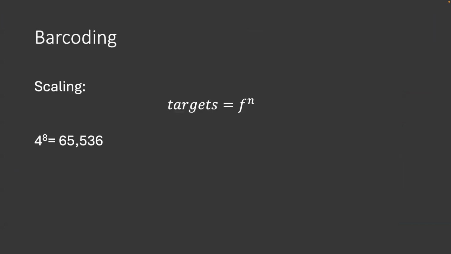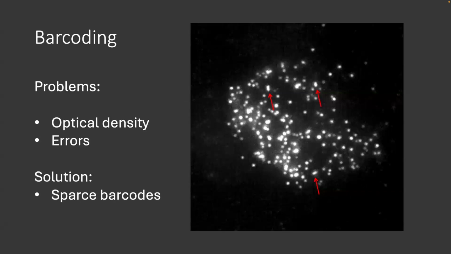When this was first published, we thought it would scale really well because the formula goes like this. The number of targets is equal to the number of fluorophores you have to the power of the number of rounds, which would mean that with 4 fluorophores in 8 rounds, you would be able to do the human transcriptome 3 times over. However, it was not as easy as that, unfortunately, basically because of 2 main limitations.